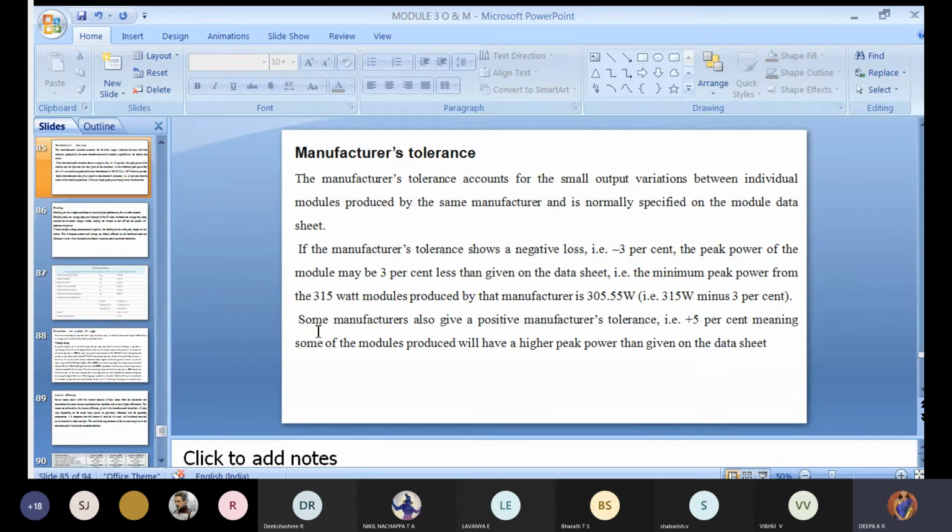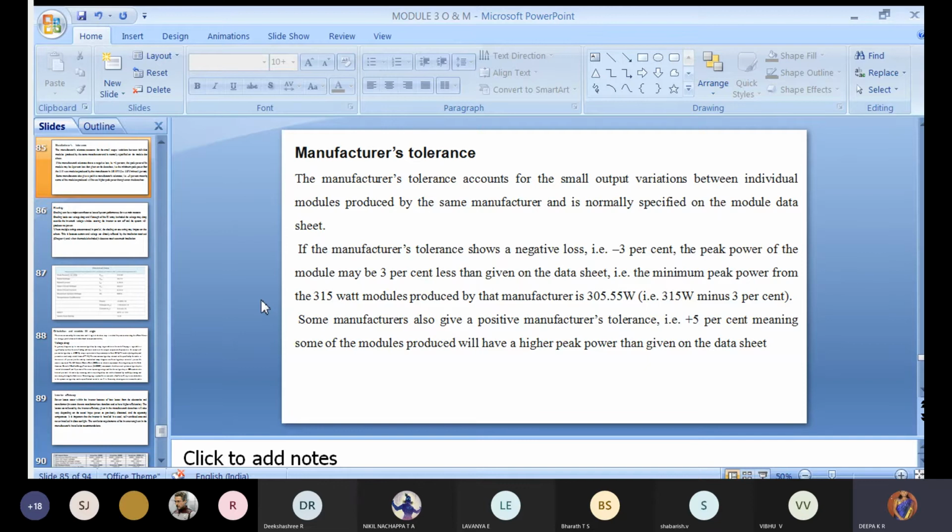You have to remove that, and you are going to get the output as 305.55 watt because of minus 3% of tolerance. Similarly, if you consider a positive tolerance, so plus 5%, please add 5% to 315. So your output will be more than 315, like 350-something you're going to get. So every time you have to observe the data sheet, what exactly is given. Is it a plus tolerance or a minus tolerance?